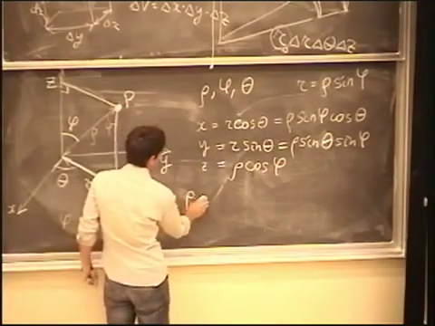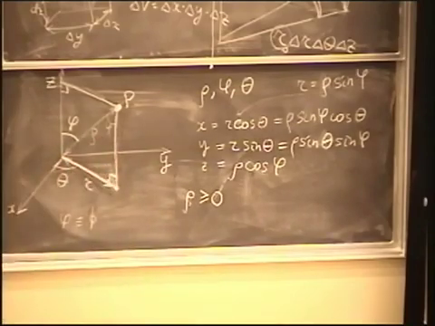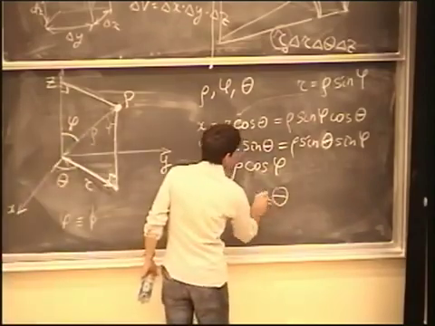So rho is like r. Rho is a non-negative number. Although for r, if you remember, we had a certain convention in polar coordinates. We sometimes allowed r to be negative, but in spherical coordinate systems, that would make things too complicated. So we don't do that. So rho is non-negative. Theta is just like in the polar or cylindrical coordinate system. It's between 0 and 2 pi.